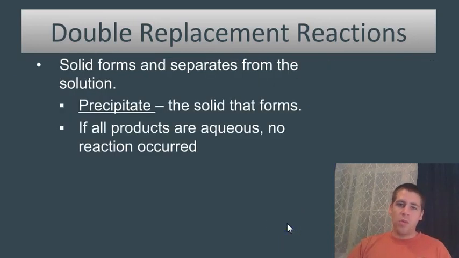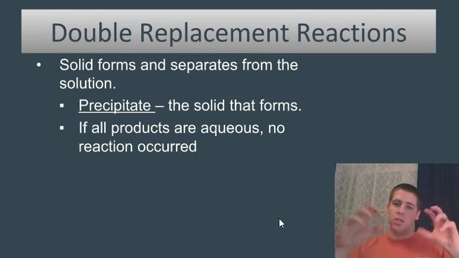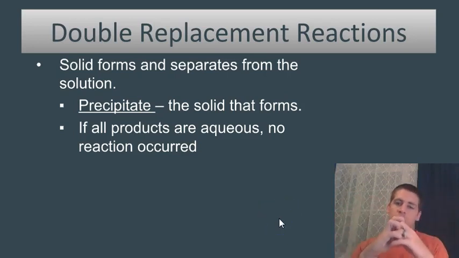Whenever we have two aqueous solutions that combine to form a solid, we call that solid the precipitate. That's whenever we have two ions that are more attracted to each other than they are to the water. So the water essentially is unable to pull them apart.